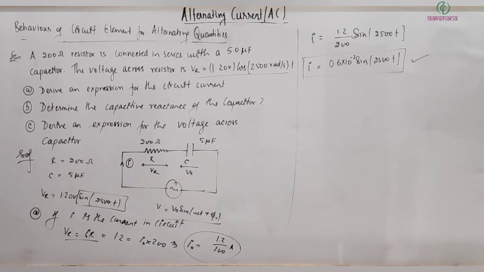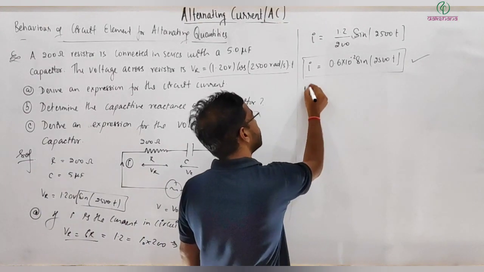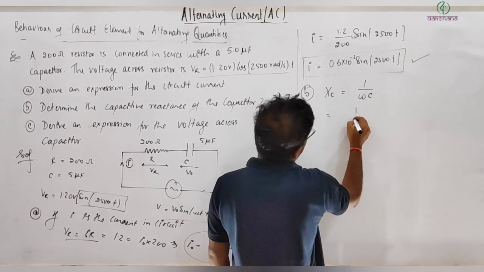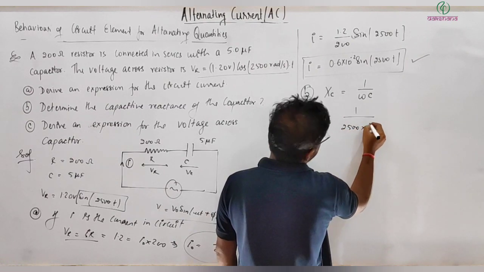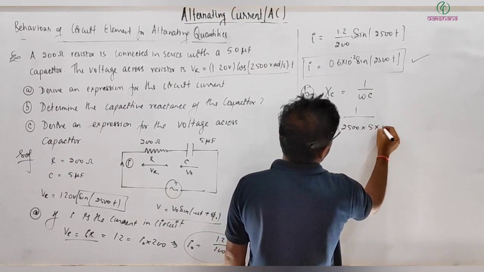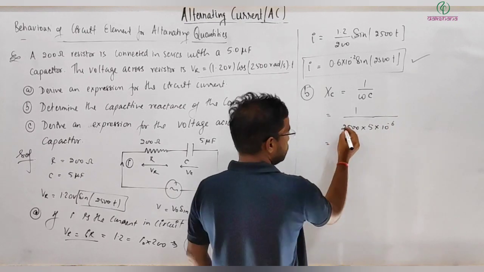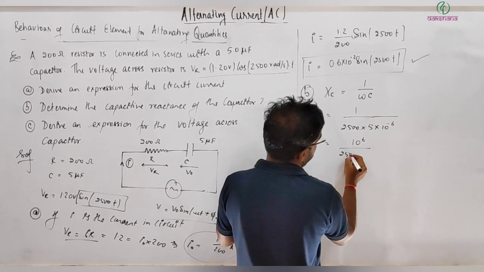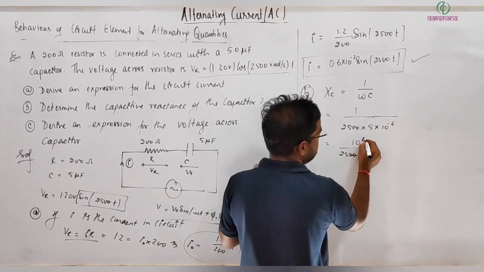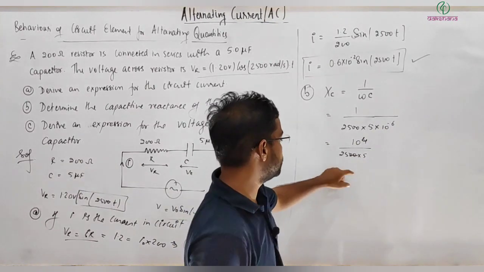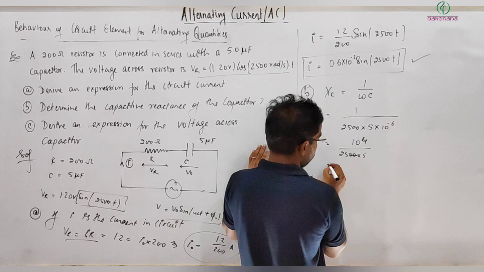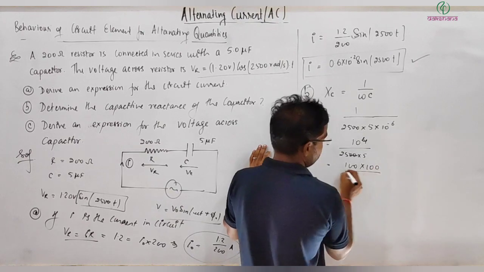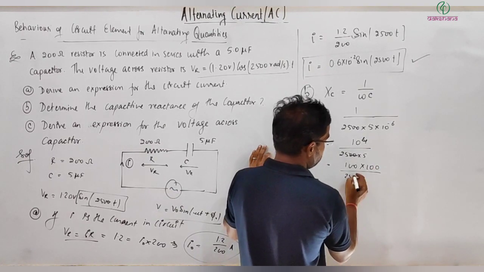Next, part B, determine the capacitive reactance of the capacitor. So it's talking about Xc, and that is equal to 1 by omega into C, and we are provided everything. Omega is 2500, C is given as 5 into 10 raised to power minus 6. So you will get 10 raised to power 6 divided by 2500 multiplied by 5. Let me write it simply, 25 multiplied by 25.